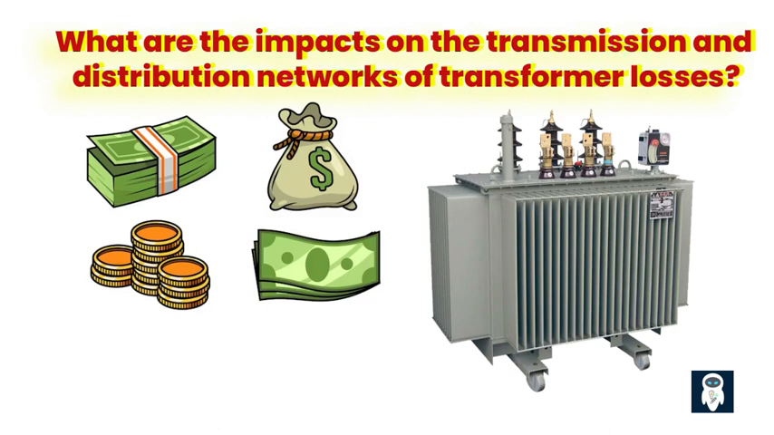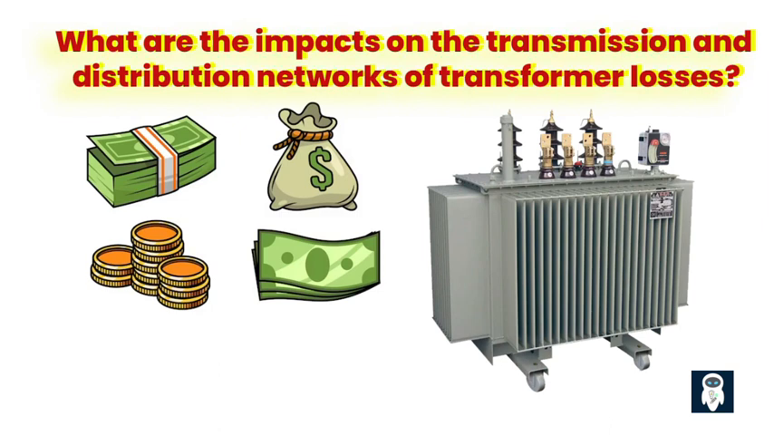Load losses, which occur when current passes through the windings, result in voltage drops proportional to the load. These voltage drops can impact the quality and reliability of the power supply, affecting the performance of electrical devices and potentially causing disruptions in sensitive equipment or processes. Power quality is another aspect affected by transformer losses.